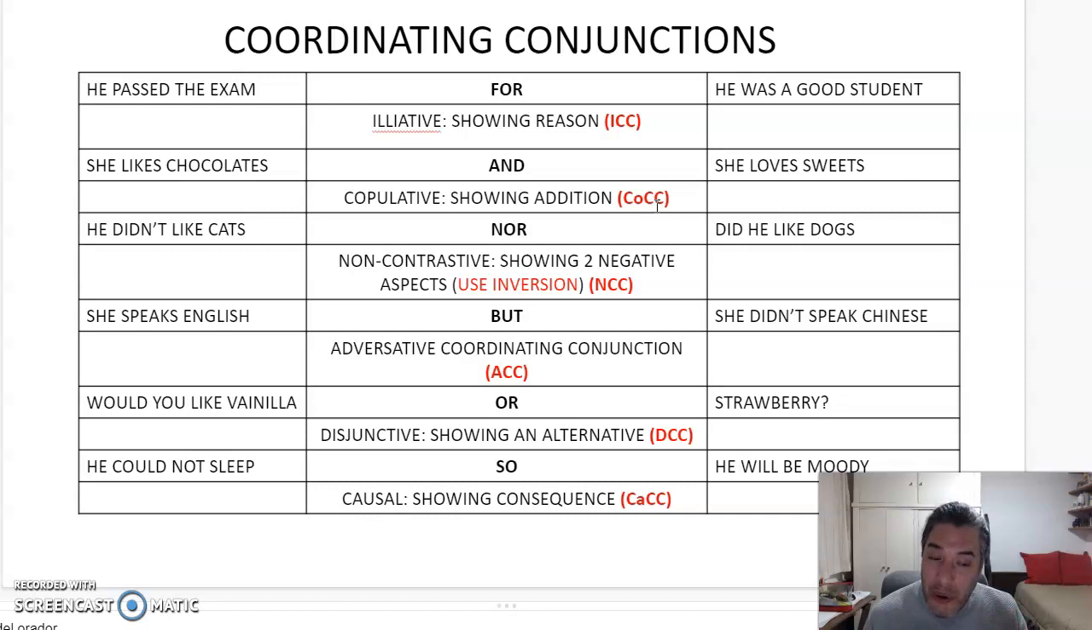if you have an or, okay, you are giving options. So it could be called optional, alternative, or in this case, disjunctive. Okay, I like this one because it is difficult. Disjunctive showing an alternative. DCC, disjunctive coordinating conjunction. And the last one is a causal coordinating conjunction. Causal is showing consequence, cause and consequence. Okay, he could not sleep, so he will be moody. Okay, that's a consequence of not sleeping well.